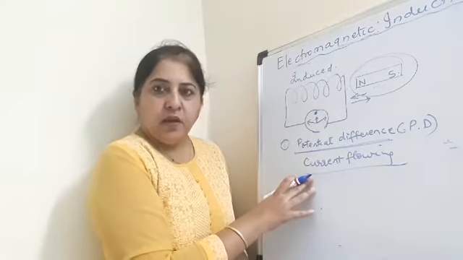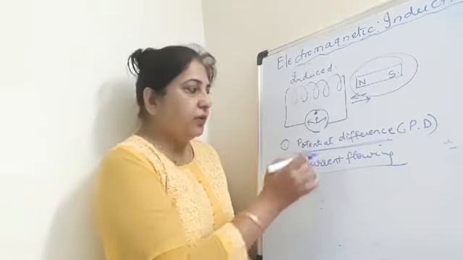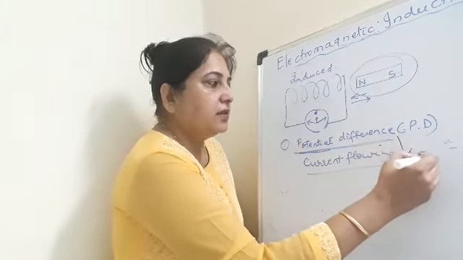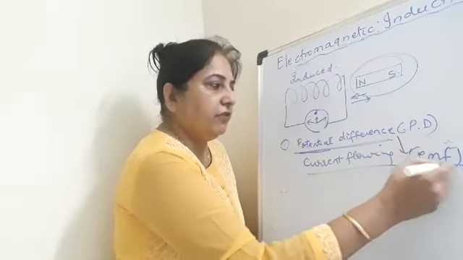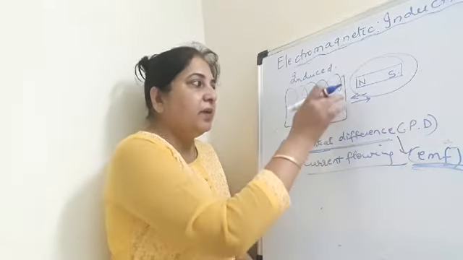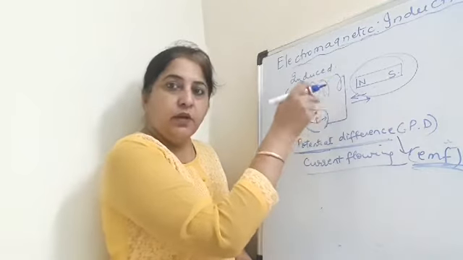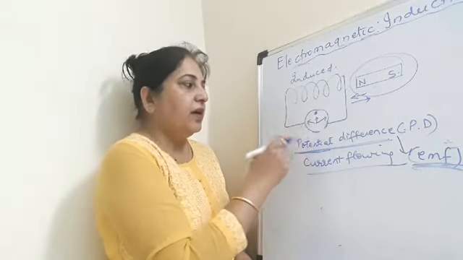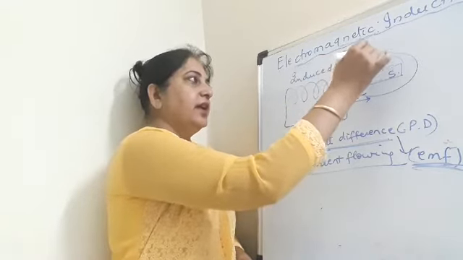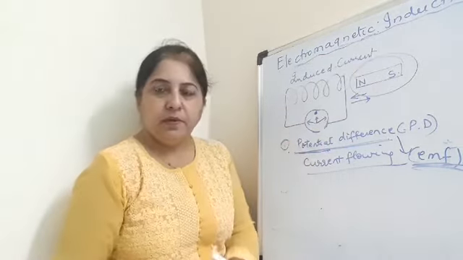Due to which the current is flowing. Now there is another term which is used for potential difference. You might encounter that, and that is the word EMF. So we can also say that an induced EMF is created near the coil, due to which the current flows in the coil, and this is called the induced current. This is one point you have to remember.